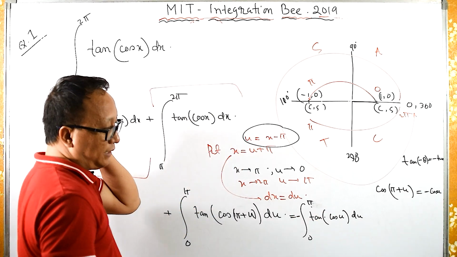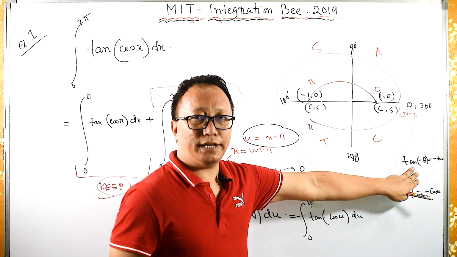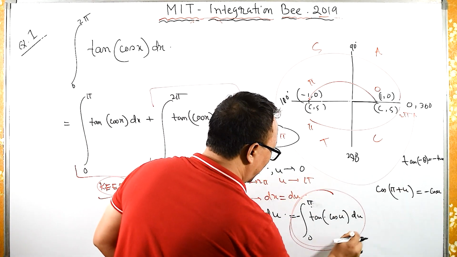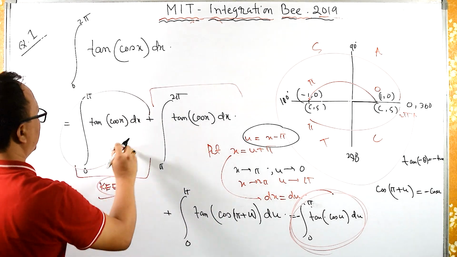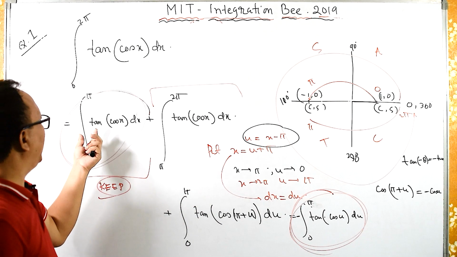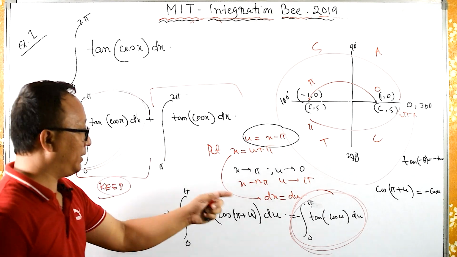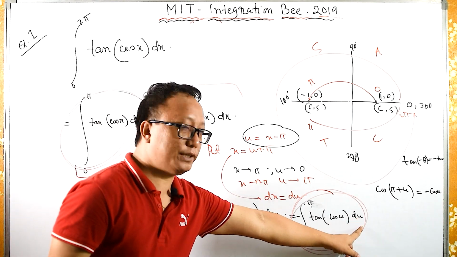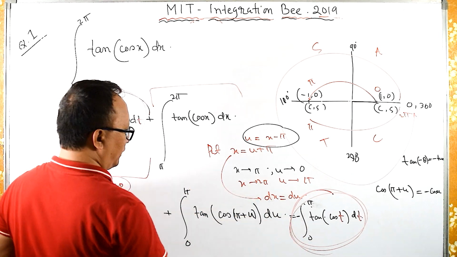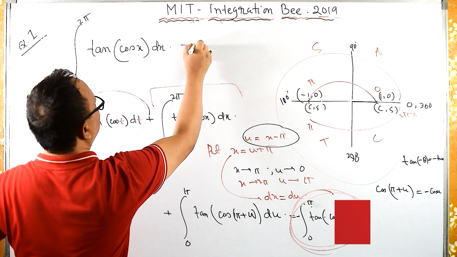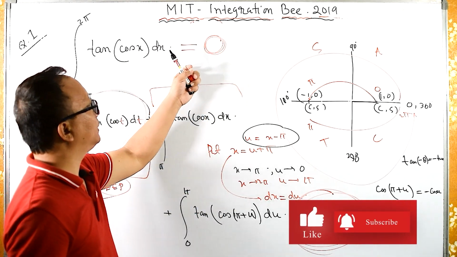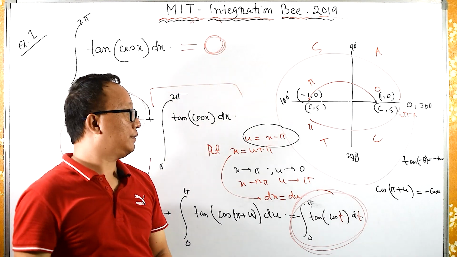Why? Because tan theta is an odd function. Therefore, look at this and this. We have 0 to pi, and we have 0 to pi, and tan of cos of x dx, and tan of cos of u du. Therefore these two get cancelled. Therefore the value of this integral becomes 0. The value of this integration becomes 0.